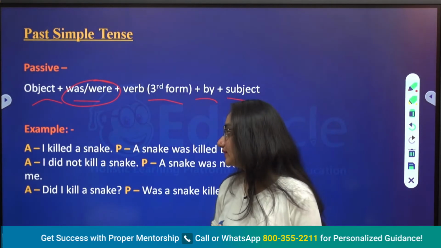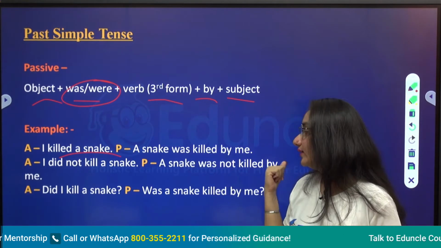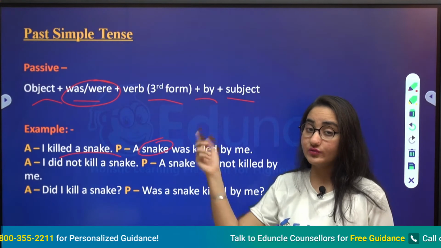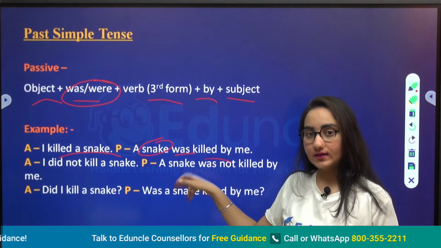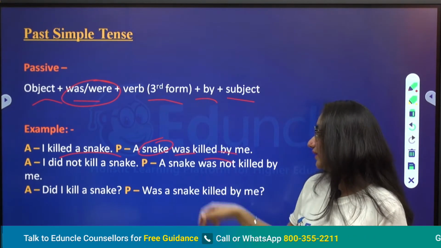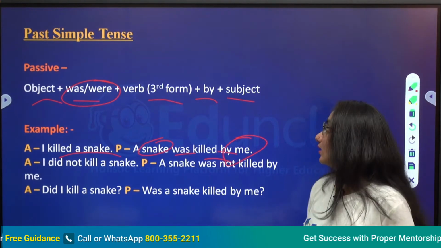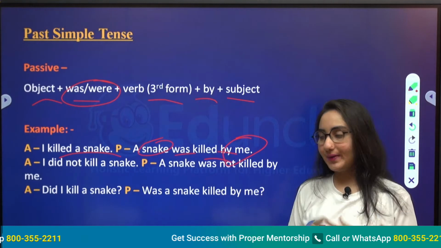Now let's take a sentence: I killed a snake. So, a snake was killed by me. Same thing: object, and instead of is, am, are, which we use in the present simple tense, we have written was. Killed is the third form of the verb. By we have to add, and then me is the subject. Okay, so this is how we convert that sentence into the passive voice.